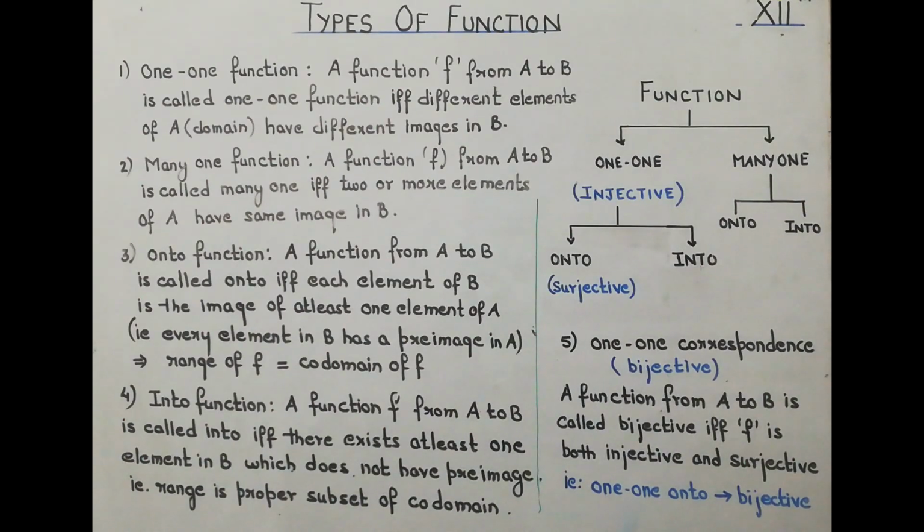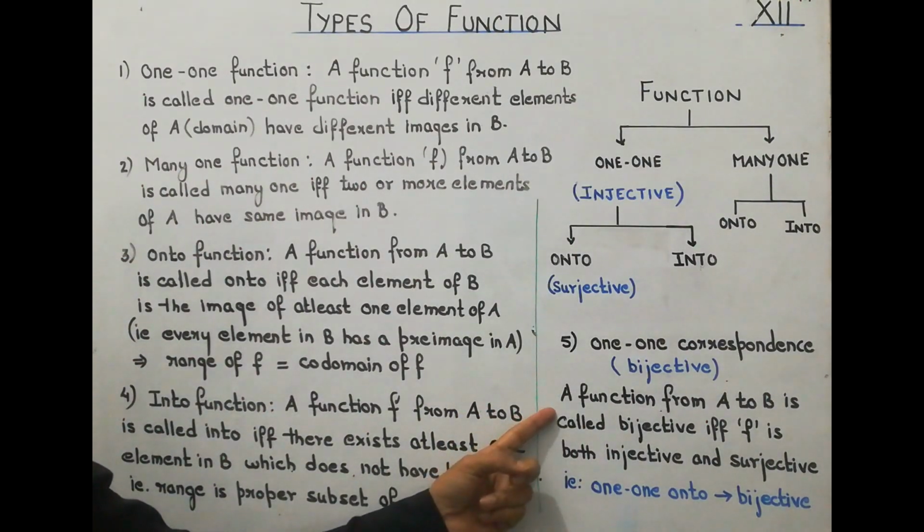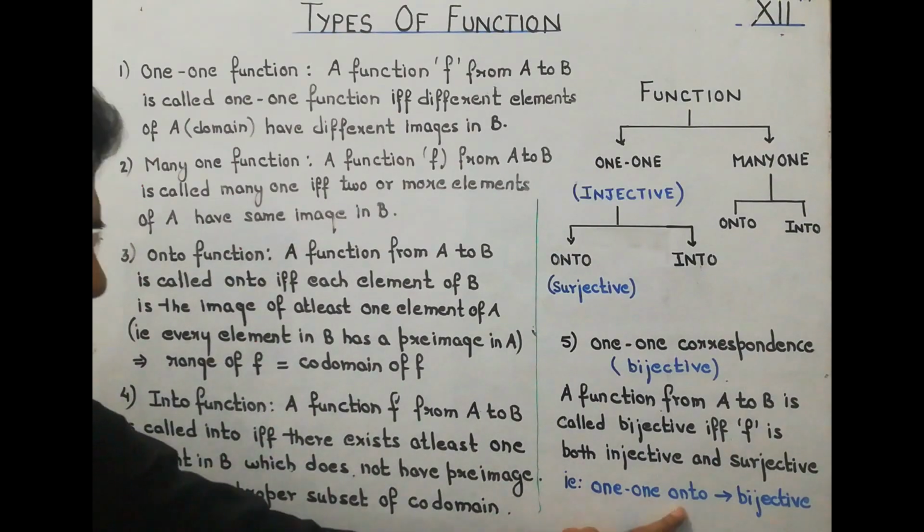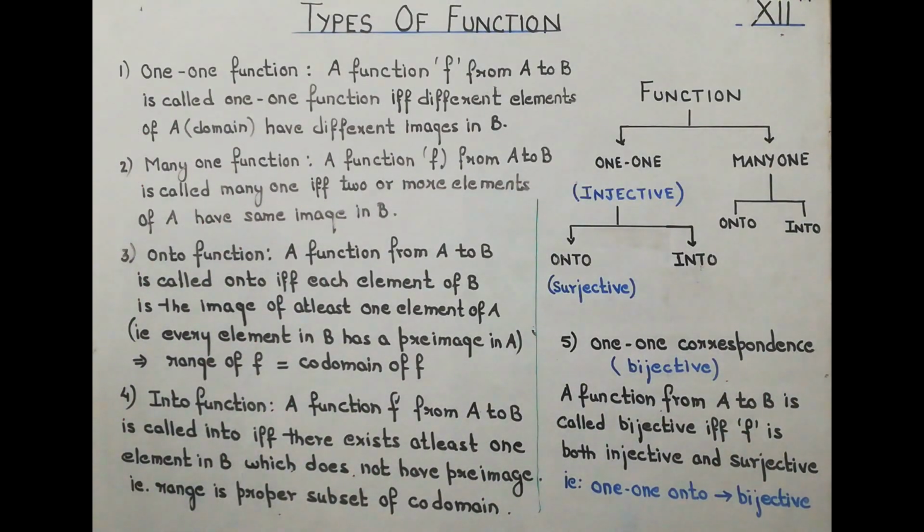Now these definitions I will explain with the help of a few examples. Let us see a few examples through which I will try to explain one-one, many-one, onto, into. And then we have one-one correspondence, which is also known as bijective. A function from A to B is called bijective if it is both injective and surjective. That means if a function is both one-one as well as onto, then it is called a bijective function. So I will explain these different types of functions with the help of examples. Let's see a few examples here.